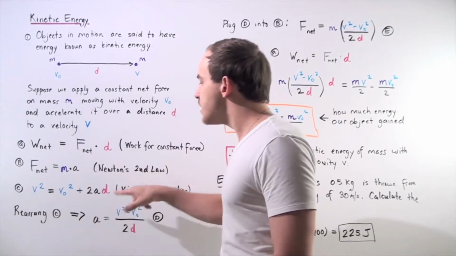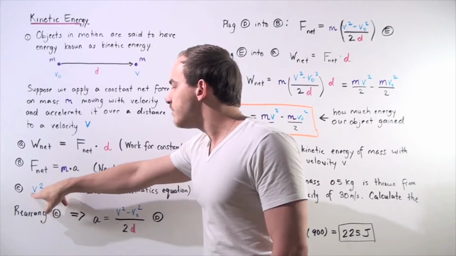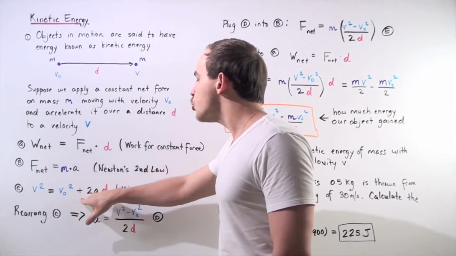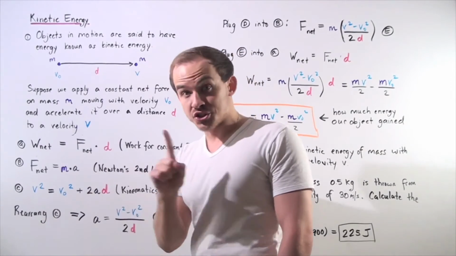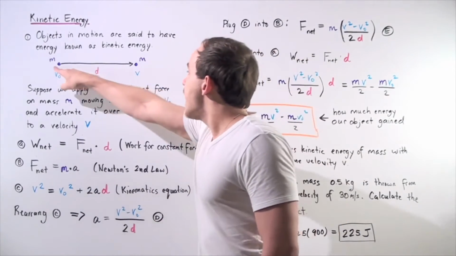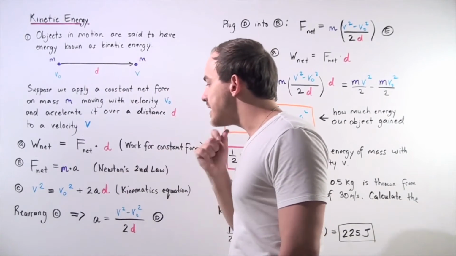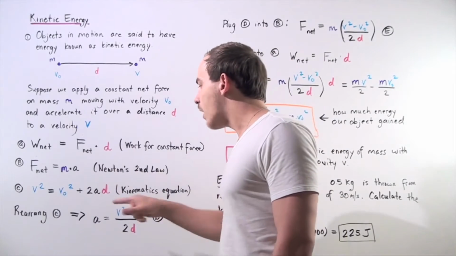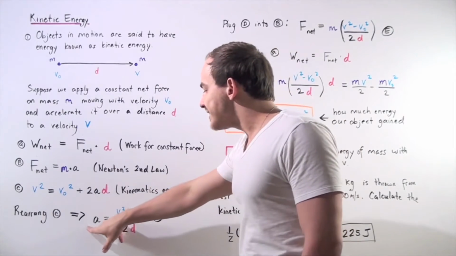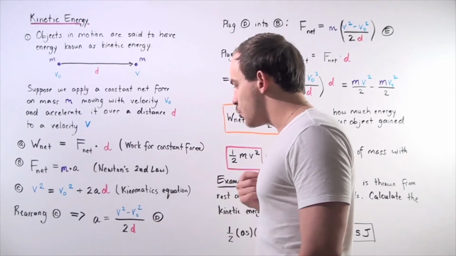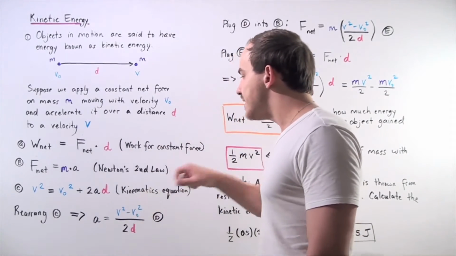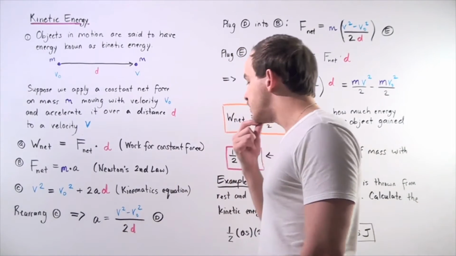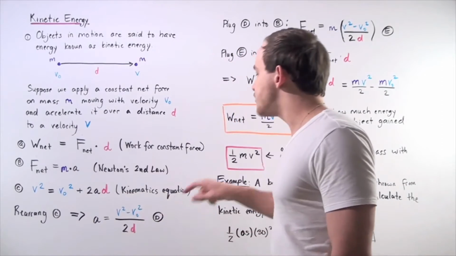So let's use this equation. The final velocity squared equals the initial velocity squared plus 2 times our acceleration, which is constant, multiplied by our change in position or displacement. So let's rearrange this equation C and solve for our acceleration a. So we get the acceleration a is equal to v final squared minus v initial squared divided by 2 times our displacement or change in position. And let's call this equation D.